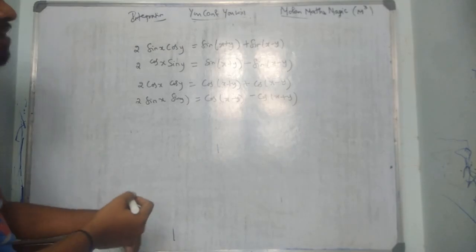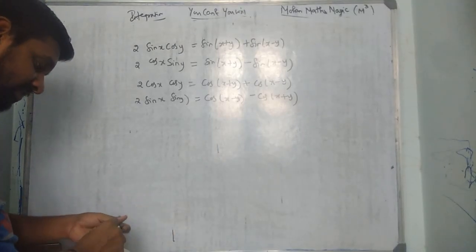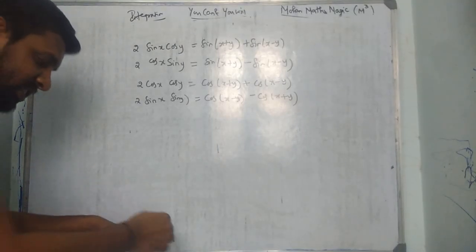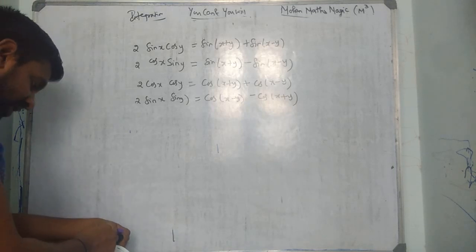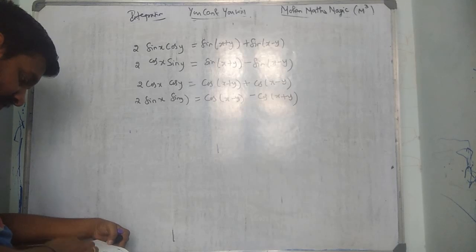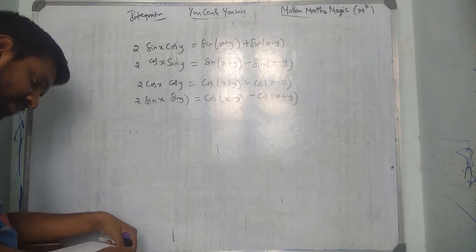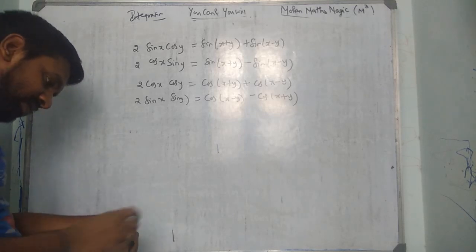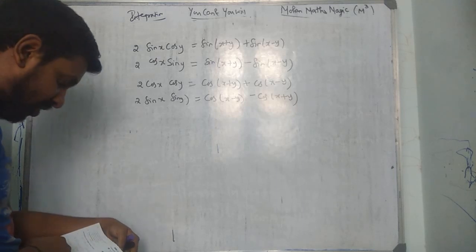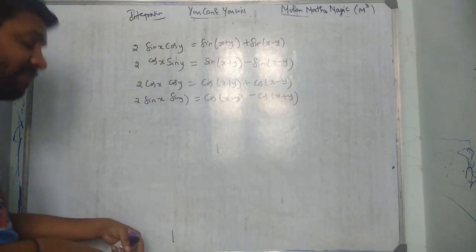In place of A plus B, I put x plus y. Okay, then small shortcuts are there. Now I've given you these many formulas. Till now I've given you 34 formulas.